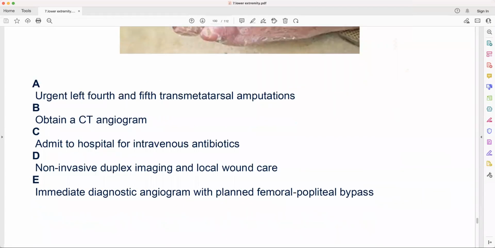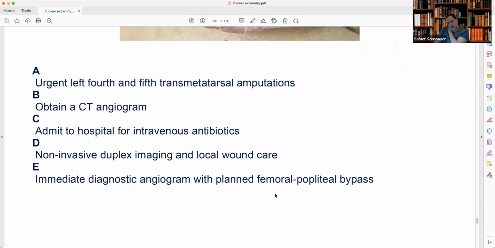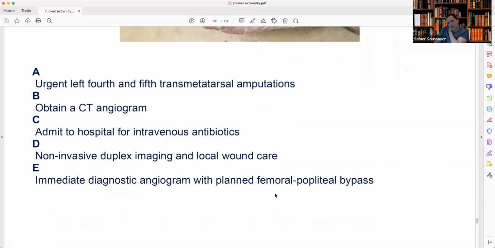Immediate diagnostic angiogram with planned femoral popliteal bypass. You see, we don't know what the disease is. So just to say fem-pop bypass, we don't know where the level is. So this is wrong because we don't know the level of disease. They didn't give us any information. And again, a diagnostic angiogram is not the best option, with the contrast.